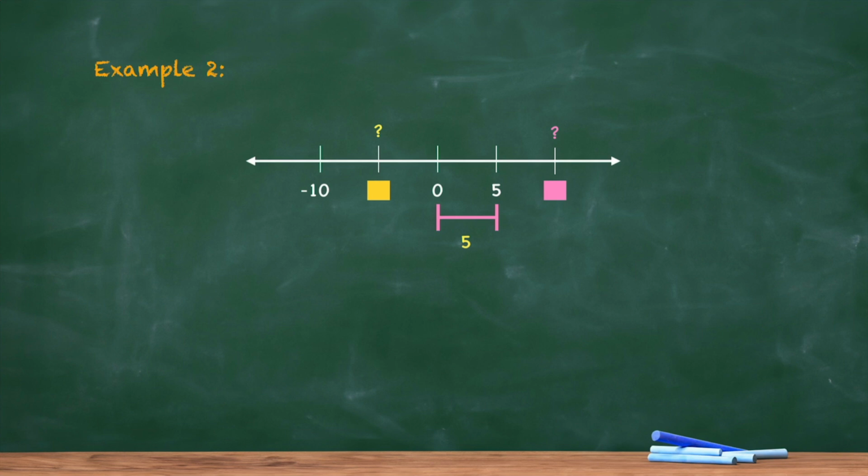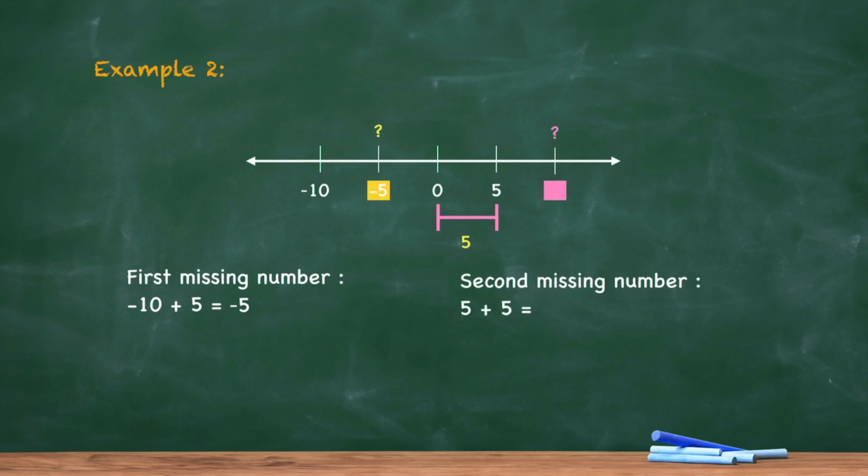Let's start with the leftmost missing number. We know the number just before it is negative 10. If we add 5 to negative 10, we get negative 5. So the first missing number is negative 5. Next, let's find the second missing number. The number directly before it is 5. And if we add 5 to 5, we get 10. So the complete number line is negative 10, negative 5, 0, 5, and 10.